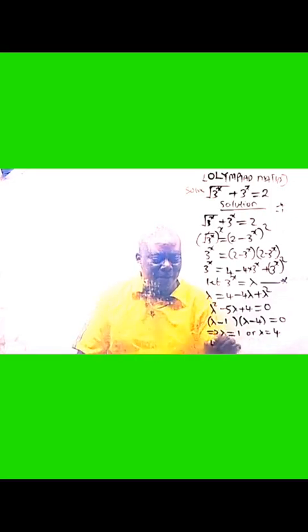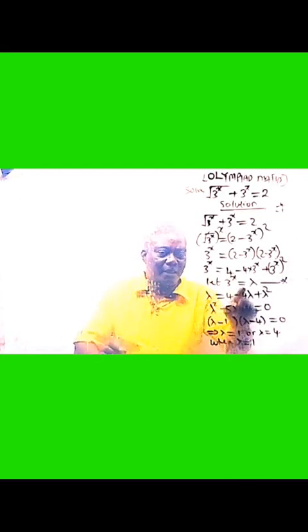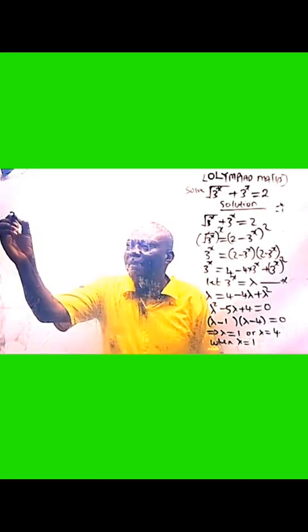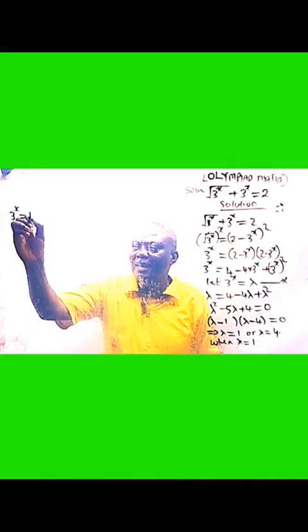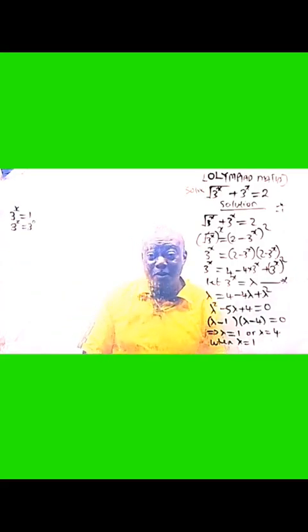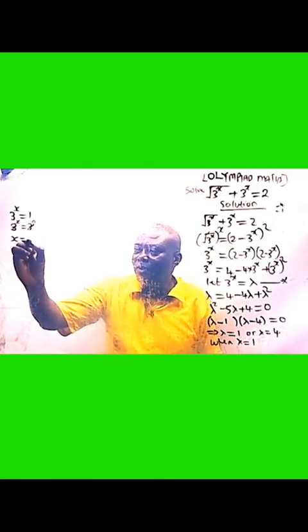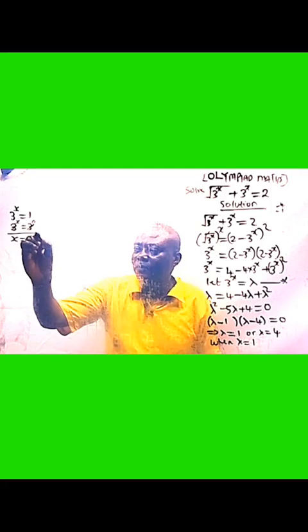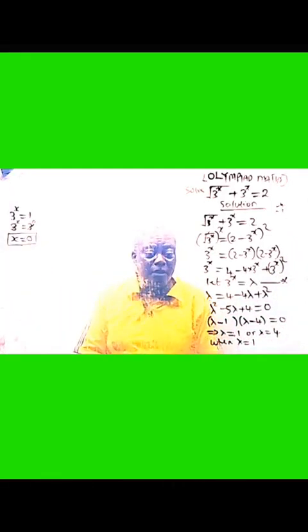When lambda is equal to 1, what would happen to the equation? That means 3 to the power x will be equal to 1, which becomes 3 to the power x equals to 3 to the power 0. Any number to the power 0 is 1, so this and this will go. So x will be equal to 0. We're expecting more than one solution.